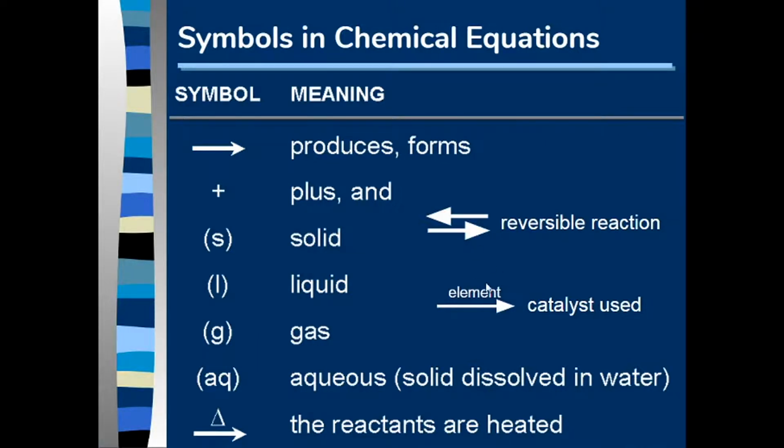And if you see an element symbol or a compound symbol over the arrow, that's indicating that a catalyst is being used. A catalyst is neither a reactant nor a product. It is simply something that makes the reaction happen more quickly. Think about enzymes in biology. Enzymes are catalysts. They bond to the reactant molecules and help orient them in a way to make that reaction happen faster.